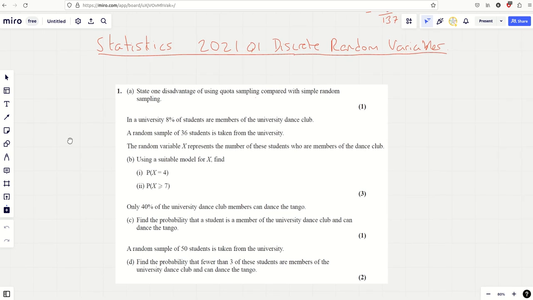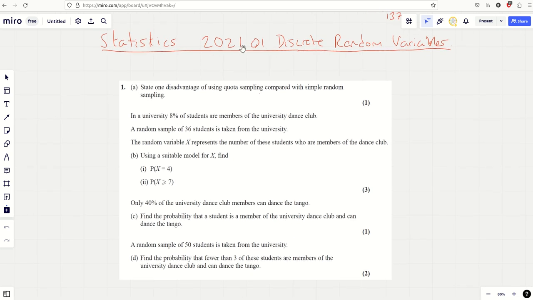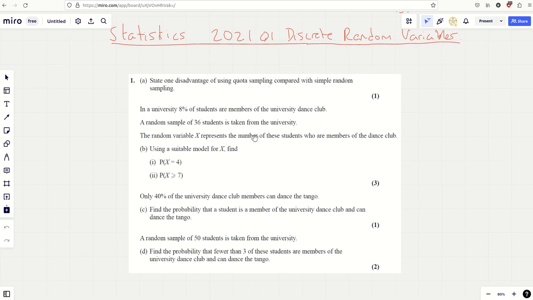Hello and welcome to another video, this time going through question 1 from 2021, which happened to be a discrete random variables question, which recently they've started putting a couple of questions on but kind of mixing it up with other topics. So here we've mixed it up with sampling. The question starts off with one disadvantage of using quota sampling over simple random sampling.